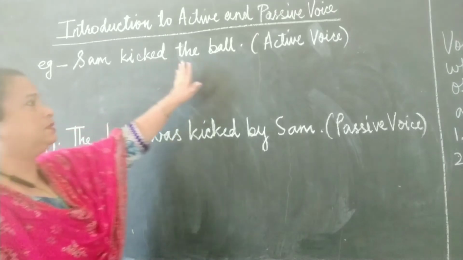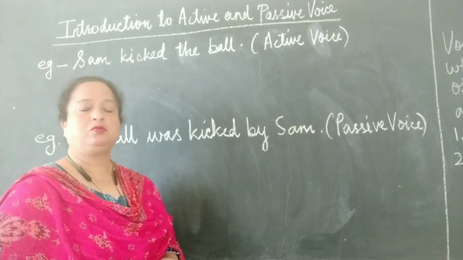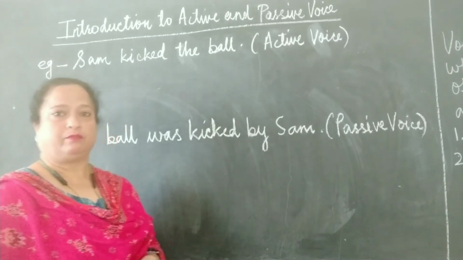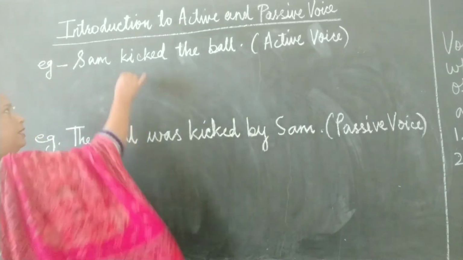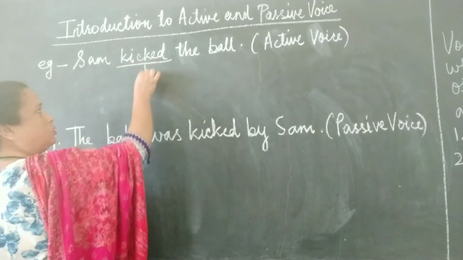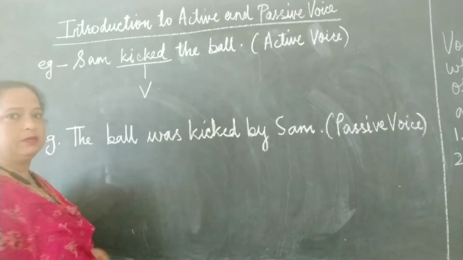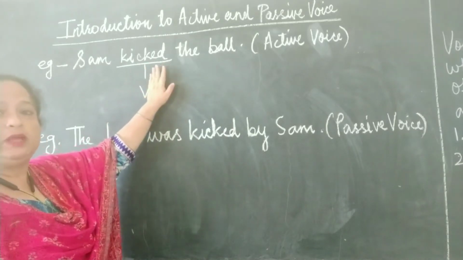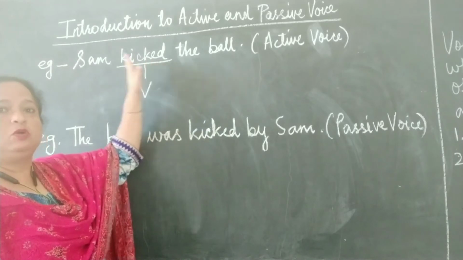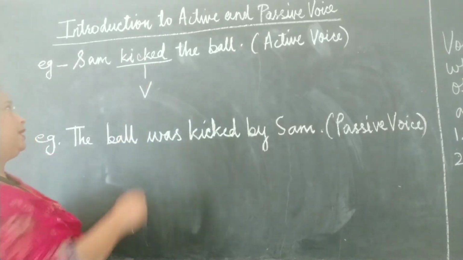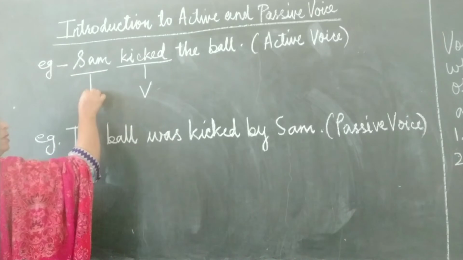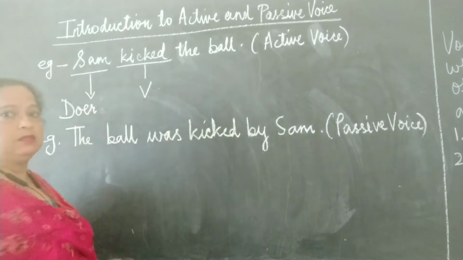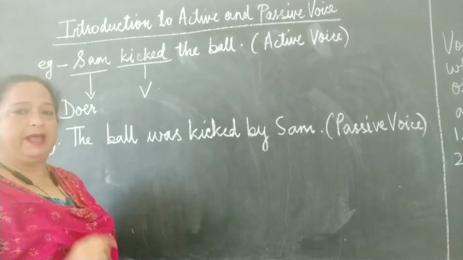Sam kicked the ball. If I want to know what the verb is, I try and find out the action done. So what was the action done? The action was kicked. So kicked becomes the verb, and the verb is already in the past form. Now I need to ask the question as to who kicked. So I get the answer that Sam kicked. So Sam is the doer. By doer I mean the person who is doing the action.